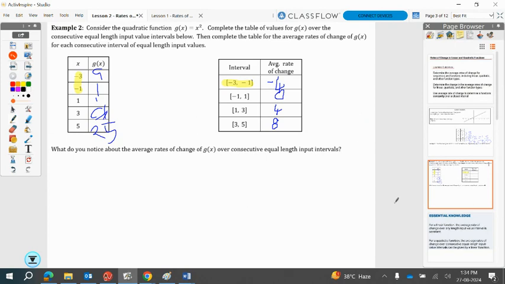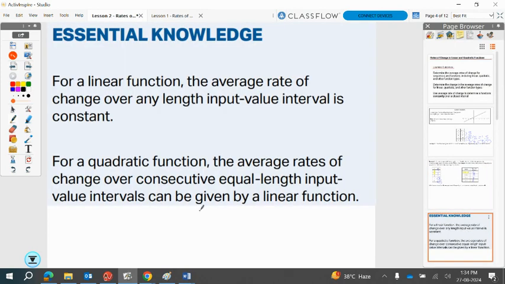We can reverse it. So let's have a look at our essential knowledge. For a linear function, the average rate of change over any length input value interval is constant. For a quadratic function, the average rate of change over consecutive equal length input value intervals can be given by a linear function, meaning you'll have a constant change in the average rate of change over consecutive equal length input value intervals. All right.